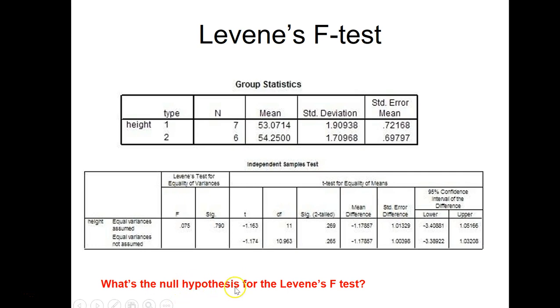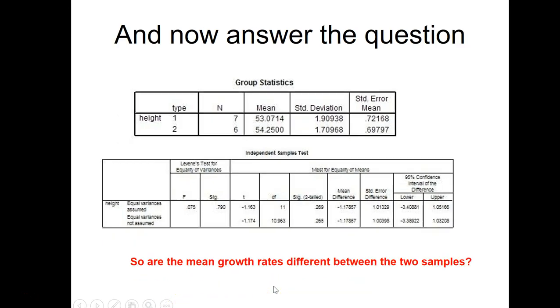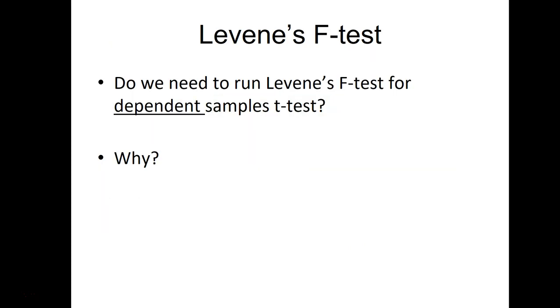Again, what is the null hypothesis for Levene's F-test? That the variances are the same. So, are the mean growth rates different or the same? They are the same. They are not different.